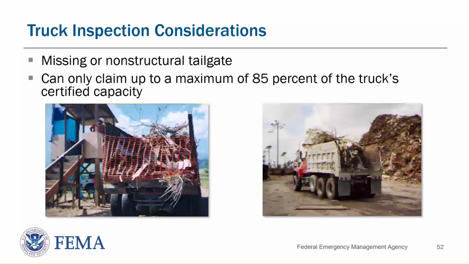Something that also tends to get people is truck inspection considerations. So make sure that your trucks are certified. If your truck is missing a tailgate or has a non-structural tailgate, you can only claim up to 85% of that truck's certified capacity. So if the truck could hold a maximum of 20 cubic yards of debris, you could only claim a maximum of 17 cubic yards, because 20 times 0.85 is 17. And if that truck could only be filled halfway because it doesn't have a tailgate, then you could only claim half of that 17, half of that 85%.